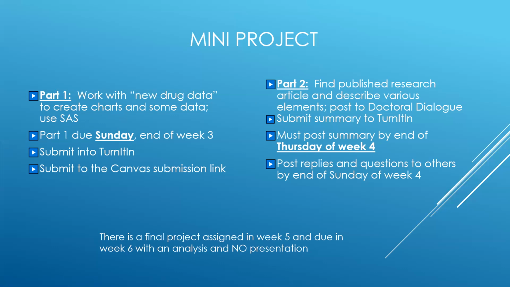article that has some statistical analyses in it. Ideally, you would find a research article that is based on the topic that you're going to be doing your dissertation on. So you could find an article that would actually be part of your lit review. If you've already done part of your lit review and you already have an article that you've already read that has some statistics in it, then by all means, you can use that again here. Because what you need to do is you need to find that published research article, describe the various elements in it, and post all of that to the doctoral dialogue.